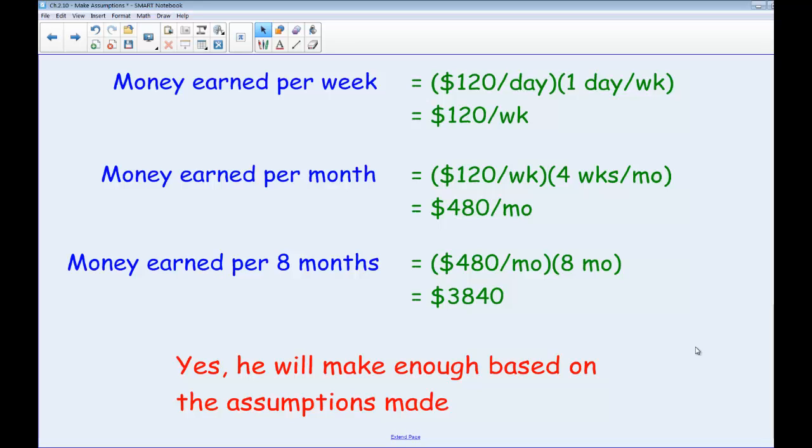So hopefully with these examples you've been able to understand what kind of assumptions you need to make when we're making assumptions to make our calculations, and that pretty much ends our lesson here and also our chapter. So hope you've enjoyed our flipped unit for chapter 2.